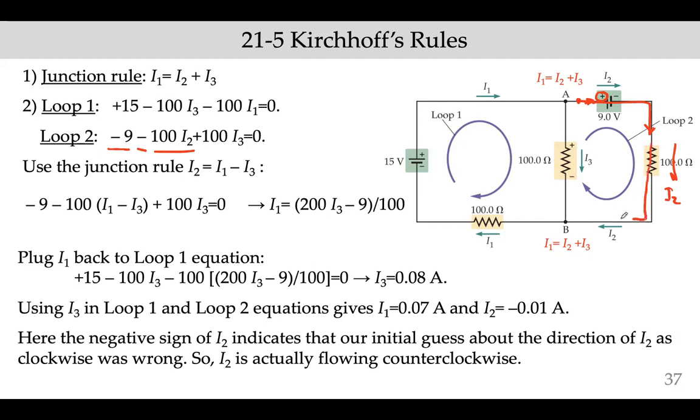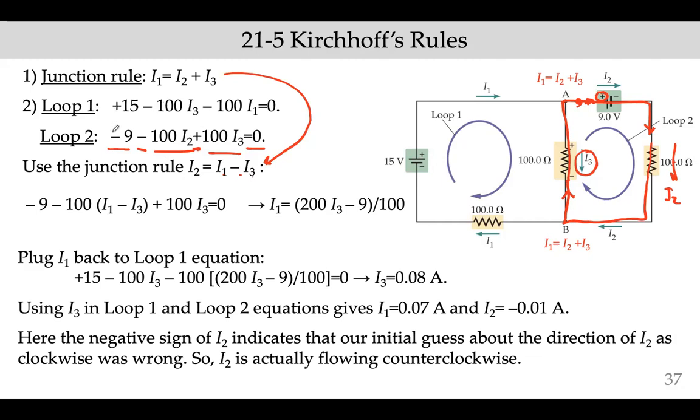And then I continue and try to complete the loop. So I run into this resistor now. Now the loop direction and the current direction are in opposite directions, so there will be a positive sign here. So the value will be I3 times 100. And because I go back to the initial position now, I have to equate it to 0. Now, let me rewrite the junction rule as I2 equals I1 minus I3.